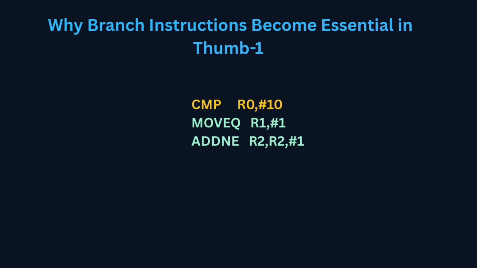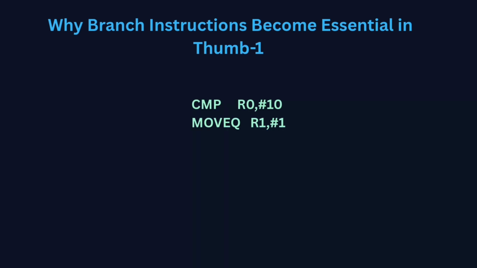Here, CMP compares the two values and updates the CPSR flags. Then, move if equal executes only if the Z flag is set. Similarly, add if not equal executes only if the Z flag is clear. Notice that we never changed the flow of the program. We simply attached condition codes directly to the instructions.